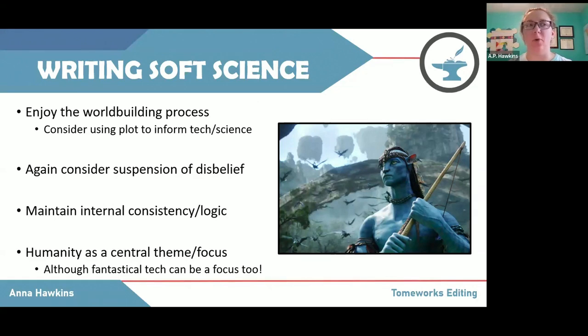Because the more wild you get with your technology, the less it feels like technology and the more it starts feeling like magic. But whatever you do, you should maintain internal consistency and logic. And that's going to help with this suspension of disbelief. If your world is internally consistent and logical, then readers are going to be able to suspend a lot more disbelief than for a world where readers can tell there's no consistency to it. And again, consider having the human element as a central theme or focus of your story, but you can also focus on fantastical technology and things like that. It really just depends on what kind of story you're trying to tell.